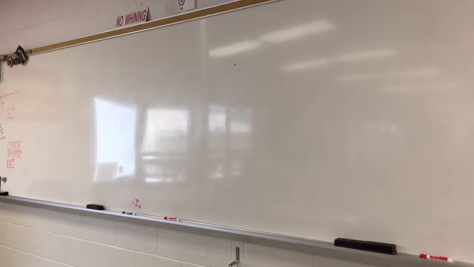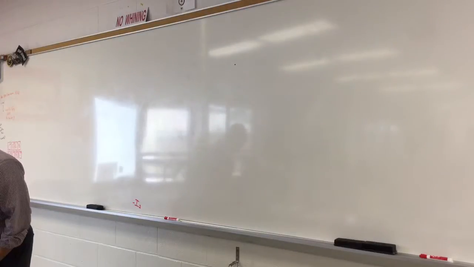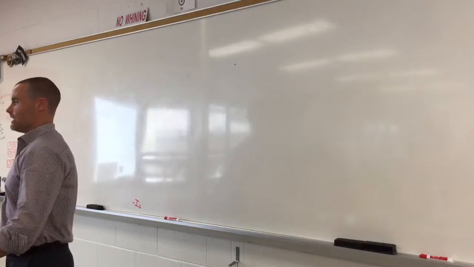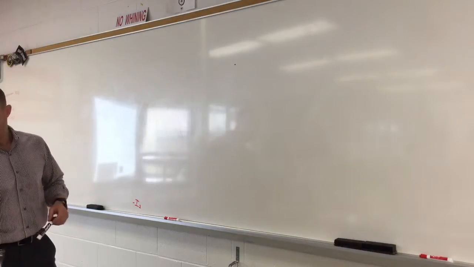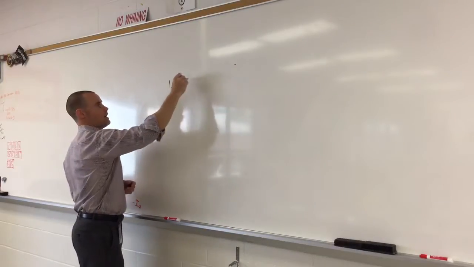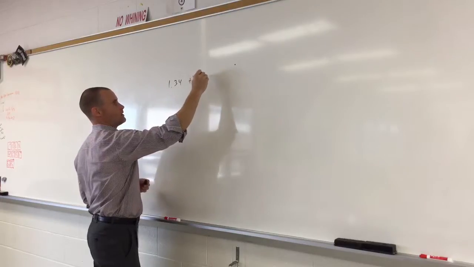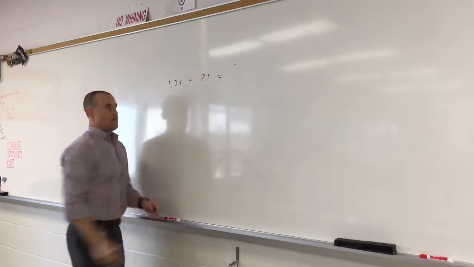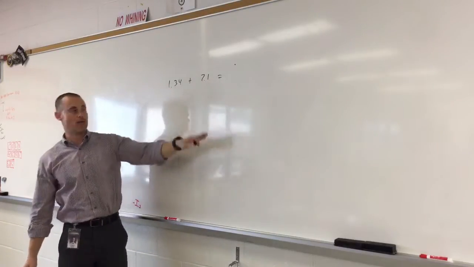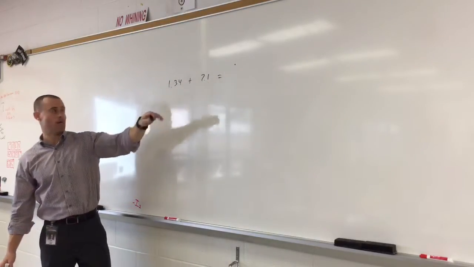Okay, so if you are going to add or subtract using significant figures, you round the answer to the lowest number of decimal places. So if you have, for example, the number 1.34, and you are adding that to 7.1, this has two decimal places. This has 1. So the answer should have 1 decimal place because 1 is a smaller number than 2.